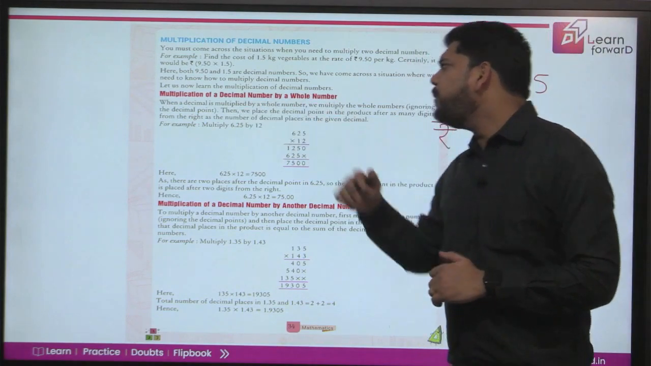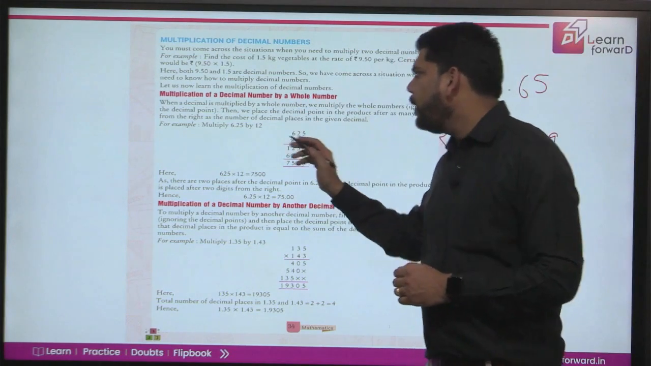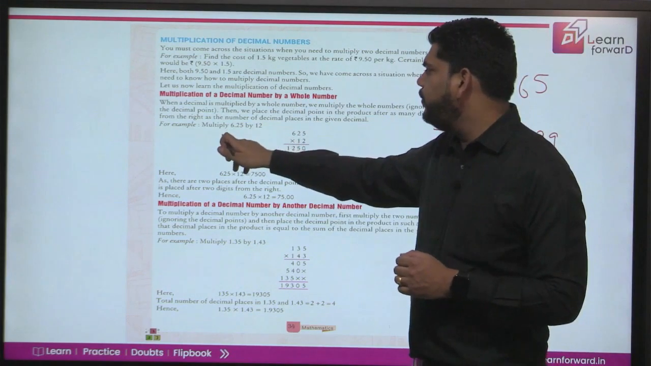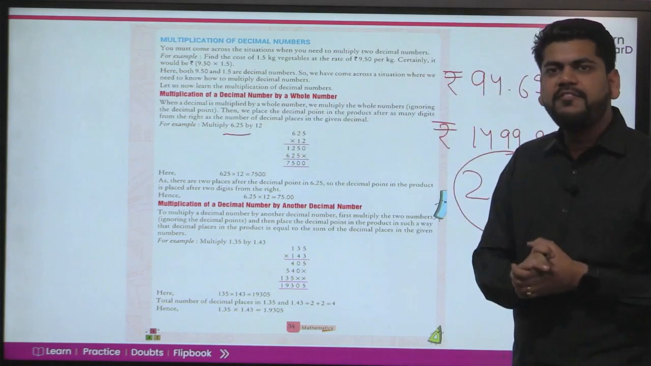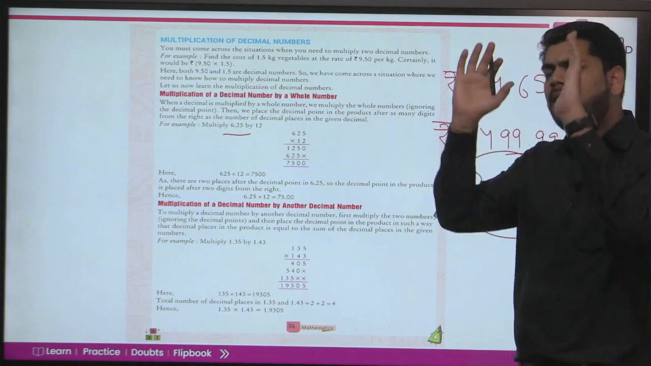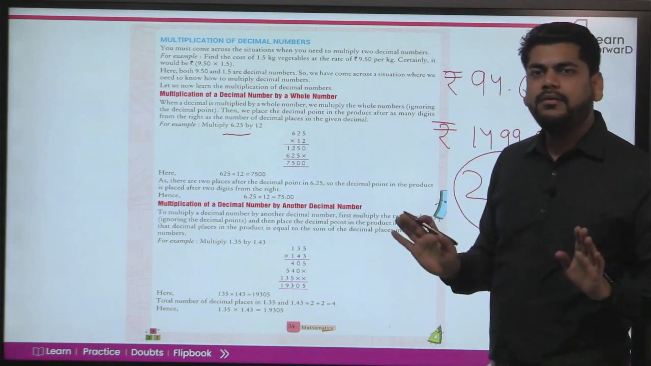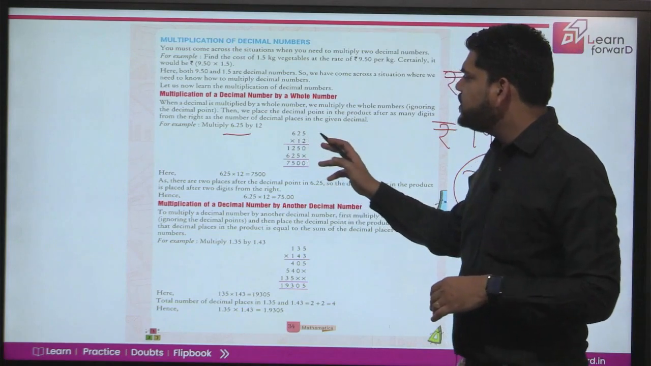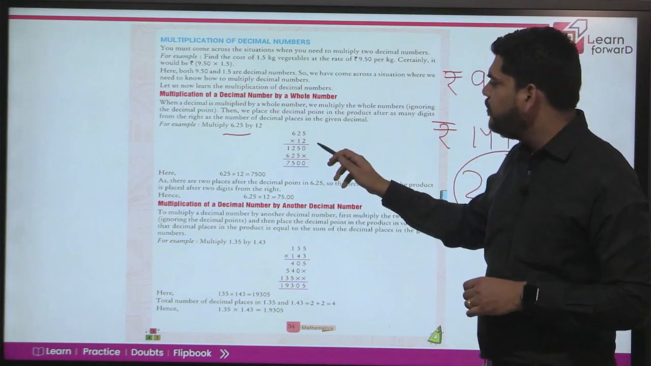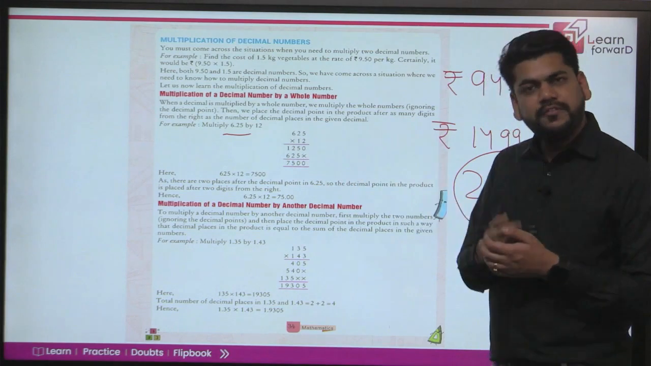So how is the multiplication of a decimal number by a whole number done? We are given that we need to multiply 6.25 by 12. First, you need to forget about the decimal and just multiply with simple multiplication that you already do. 625 multiplied by 12. First we will be multiplying 625 by 2. The answer will be 1250.